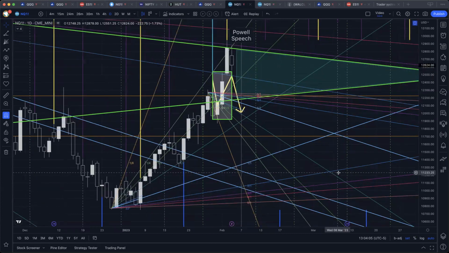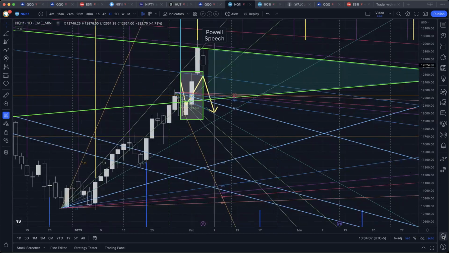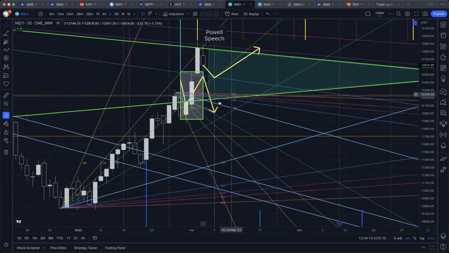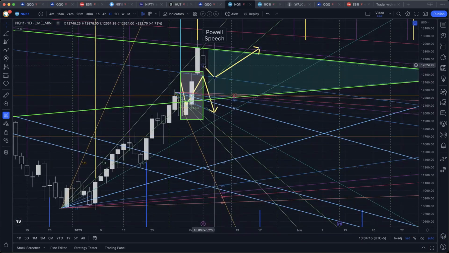Okay, so based on everything we've covered so far, let's show our new forecast. Based on everything we've covered, we're looking for some downwards consolidation that will likely find support at this downsloping blue Gann fan line, and also at this upsloping 1x3 Gann fan line.